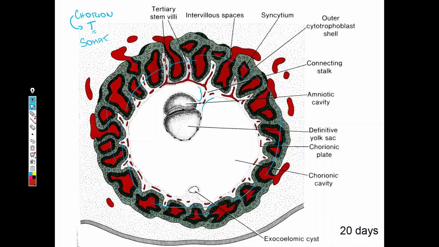But remember, we are in the extraembryonic tissues. So somatopleura of extraembryonic mesoderm. So really, the chorion has two parts, I guess: trophoblast and extraembryonic somatopleuric mesoderm.